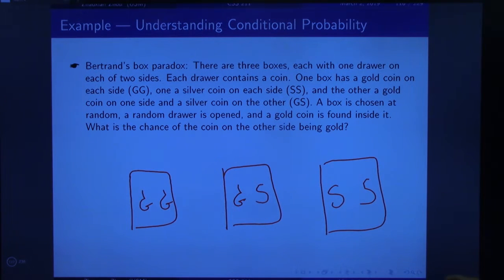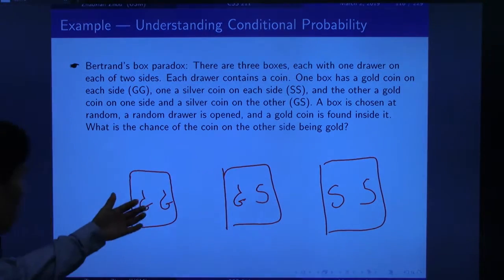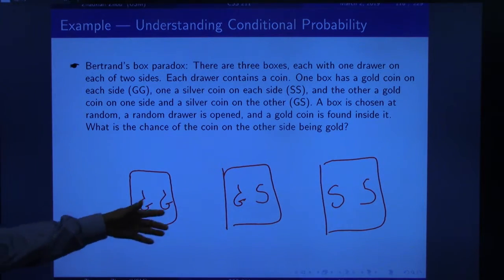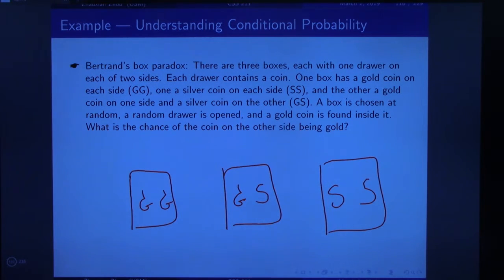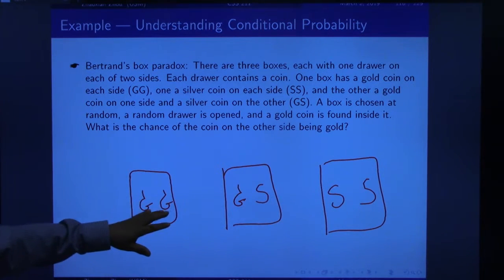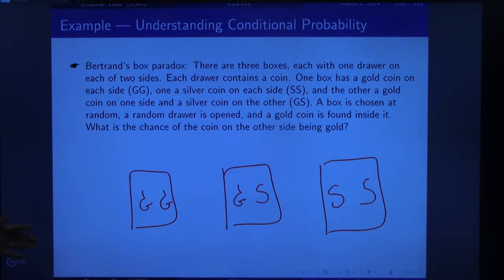Once you choose the box, you choose a random drawer. For example, you open the drawer in the front, or the one at the bottom. Anyway, you have two possibilities, front and back. Once you randomly choose one box and one drawer, you open it, and you find a gold coin.